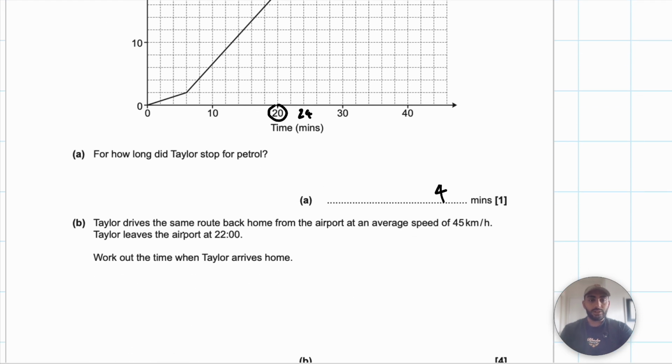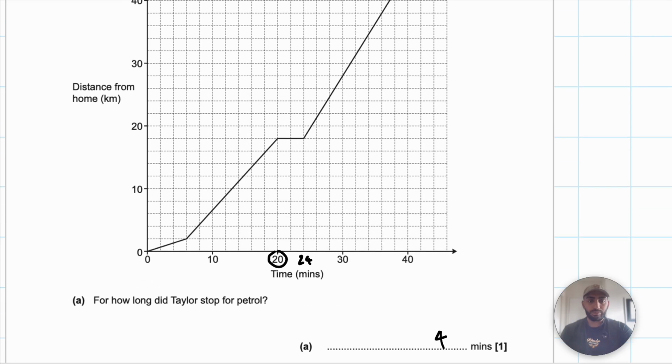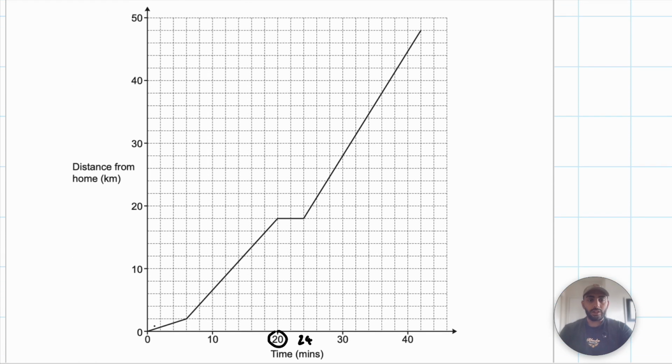Part B. Taylor drives the same route back home from the airport at an average speed of 45 kilometers per hour. Taylor leaves the airport at 10 p.m. Work out the time when Taylor arrives home. We need to first figure out how far the airport is from home. If we read it off here, I can see I've got 50 and that would be 48.